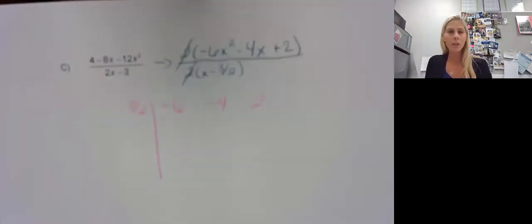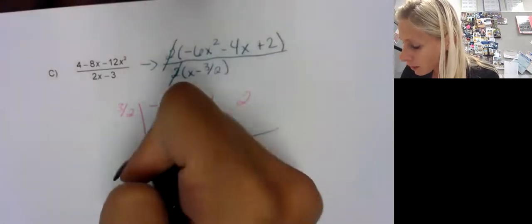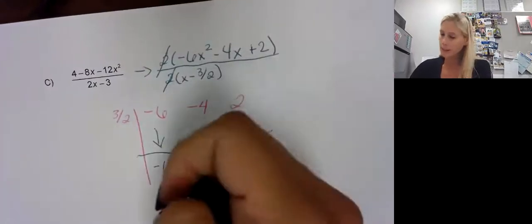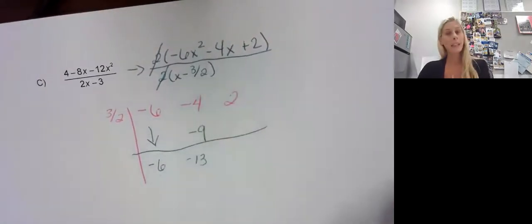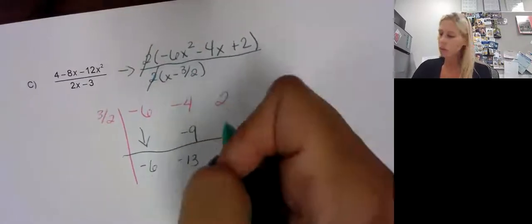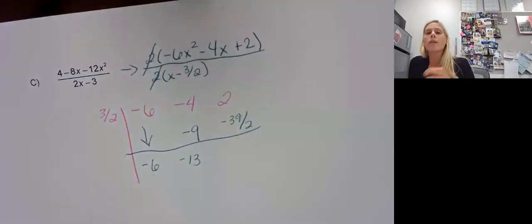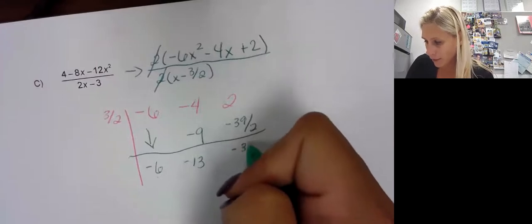C is a positive 3/2. The first coefficient's -6, -4, and 2. Yes, this year you will have to deal with fractions, so we need to get used to using those in our calculator. Okay, so we're going to bring that down to give us -6. -6 times 3/2 is -9. Add those together, we get -13, and this is where it gets sloppy, right? So -13 times 3/2 is -39/2. Now be careful, if you do this on a calculator, remember that fraction needs to be in parentheses. So when you get that, you get -35/2.